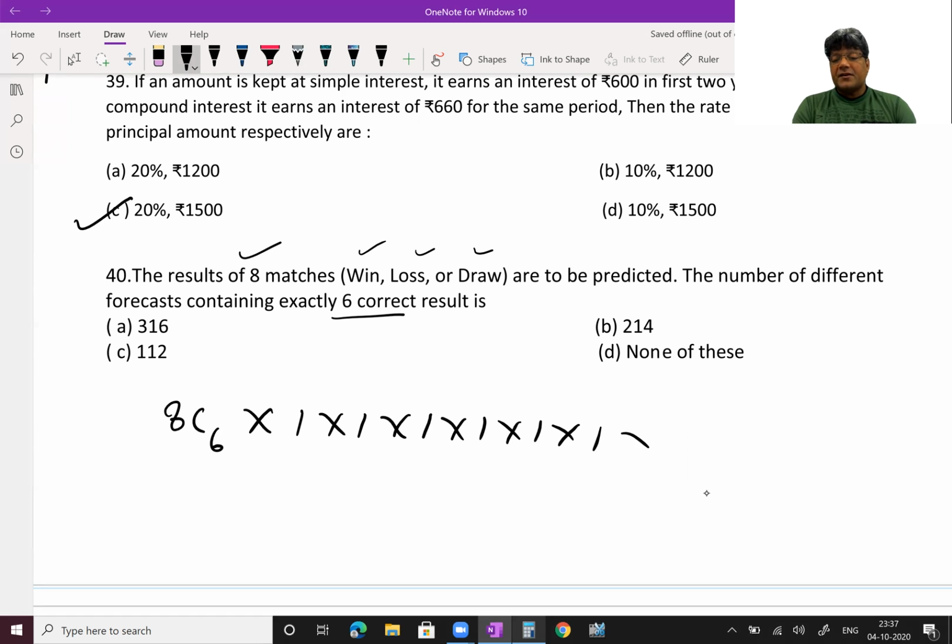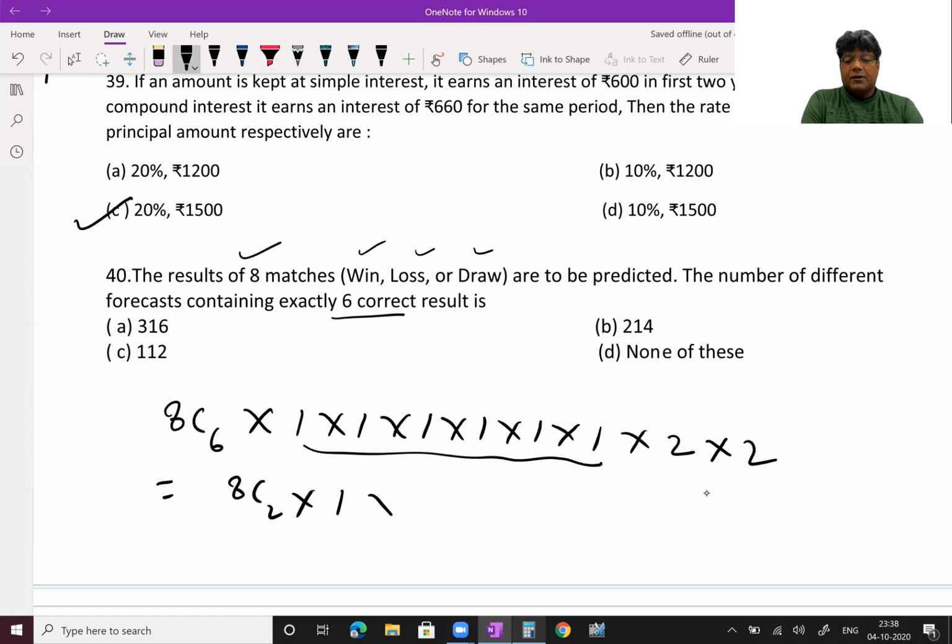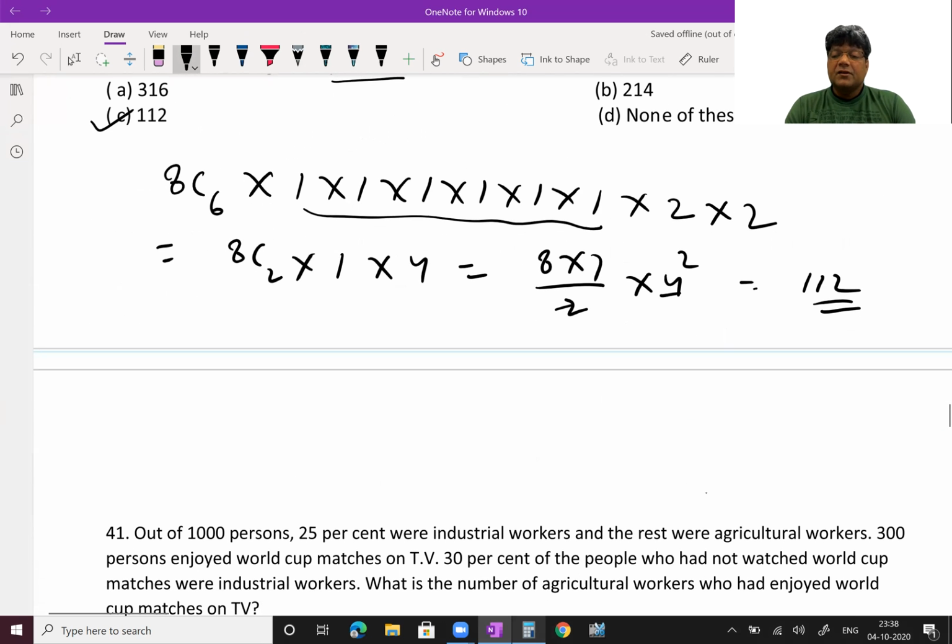So the remaining 2 matches, each of them can be predicted incorrectly in 2 ways. So the seventh match can be predicted incorrectly in 2 ways, the eighth match predicted incorrectly in 2 ways. So that is equal to 8C6, which means 8C2, into 1 to the power 6, which is 1, into 4. 8C2 means 8 into 7 by 2, into 4. 2 eights are 16, 7 sixteens are 112. Your answer is C. 56 into 2, yes, 112.